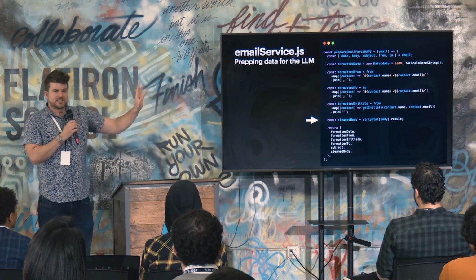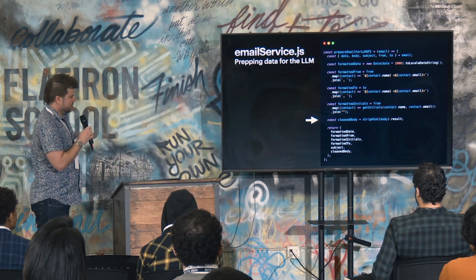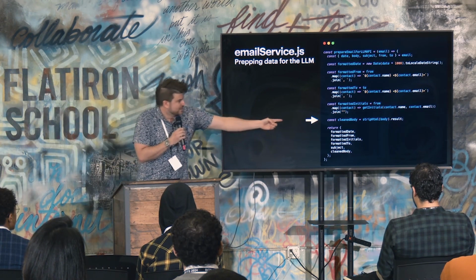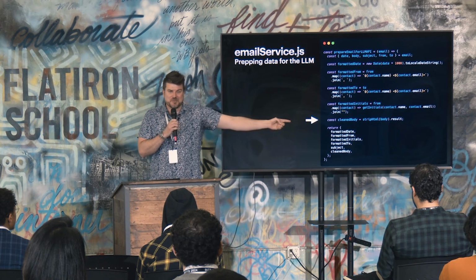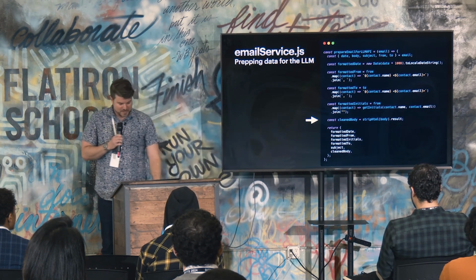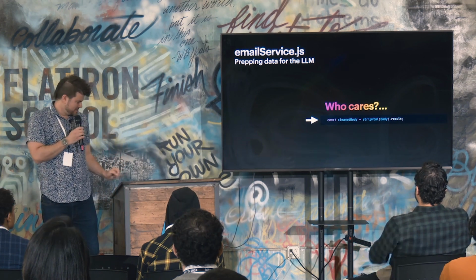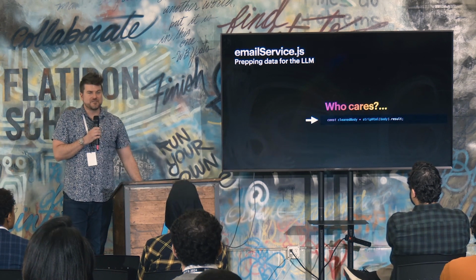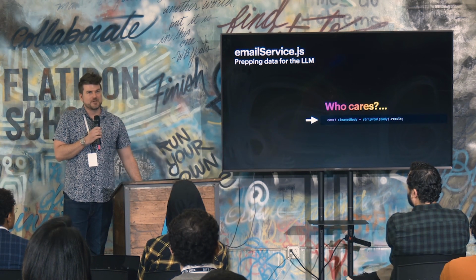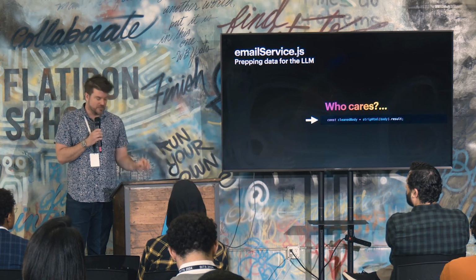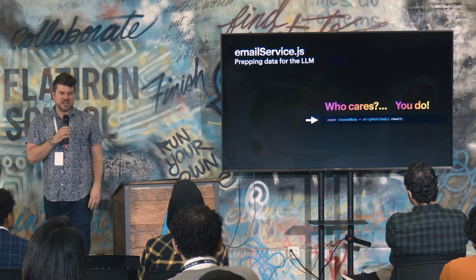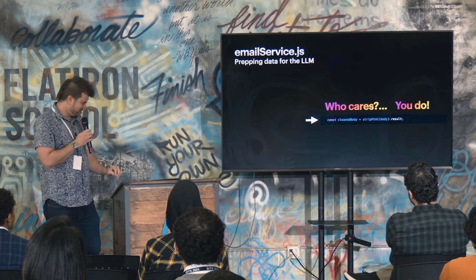We need to turn that into something that the LLM can use. So I called out this one line where I've pulled in an NPM module called strip HTML. And here's the thing. It's just a one-liner. Who cares? Well, if you're building AI features, this is actually a very basic example of something that you're going to care about a lot. You are the carer in this situation. Let me show you why.